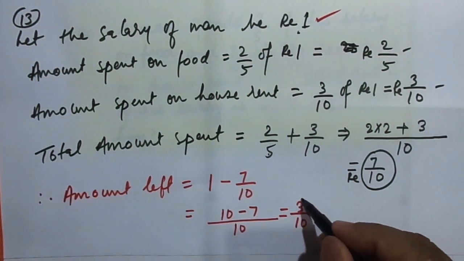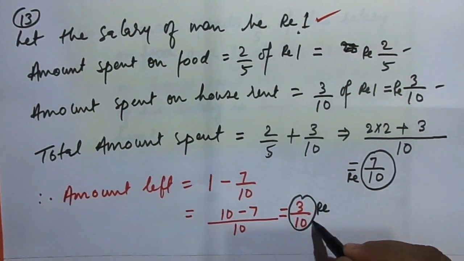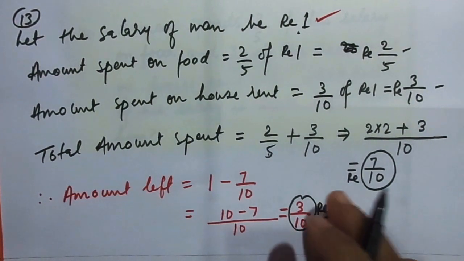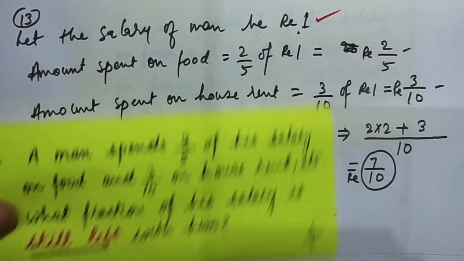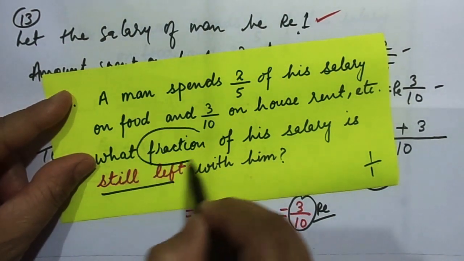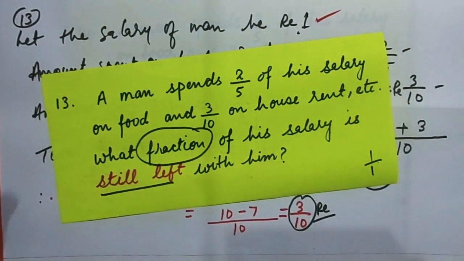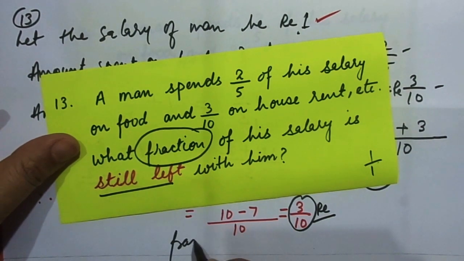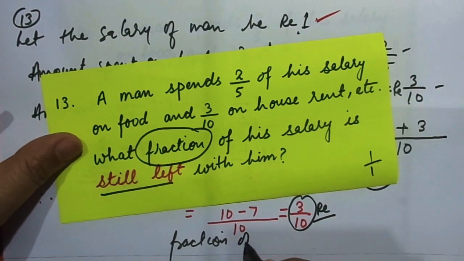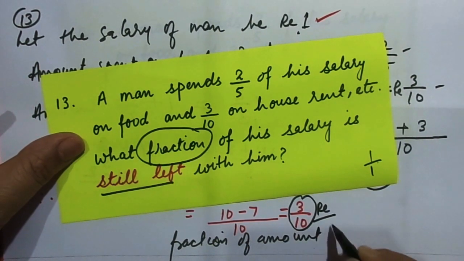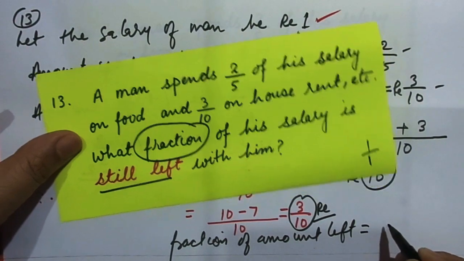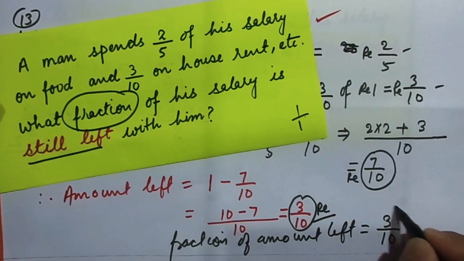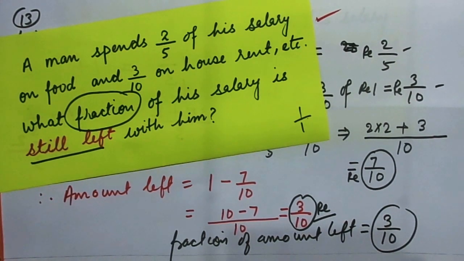3 by 10 what? 3 by 10 is your rupee. Rupee 3 by 10. Therefore, what were they asking? They were asking what fraction of his salary. So your answer should be in fraction only. So finally you will have to write fraction of amount left is equal to 3 by 10, the fraction of amount left.